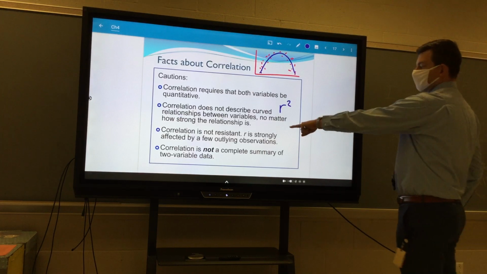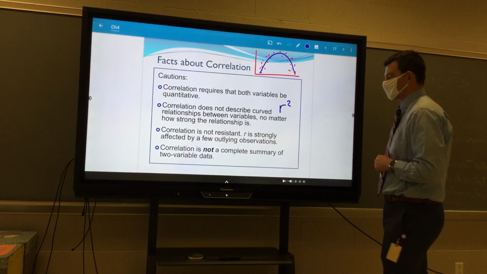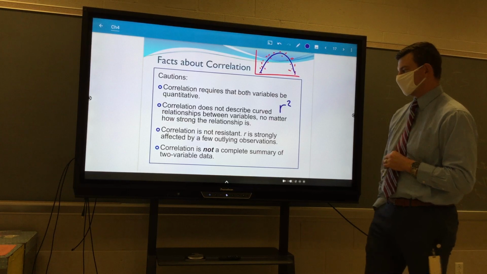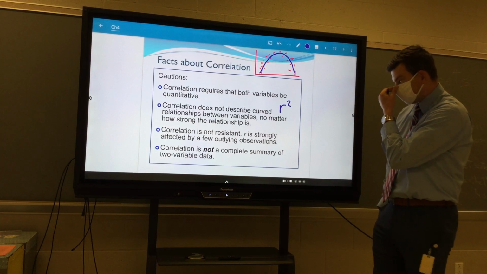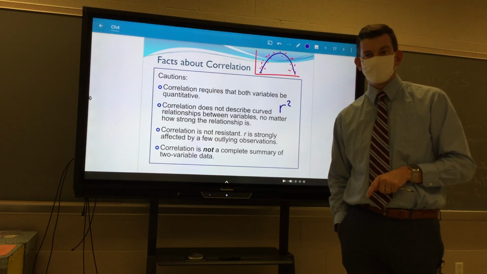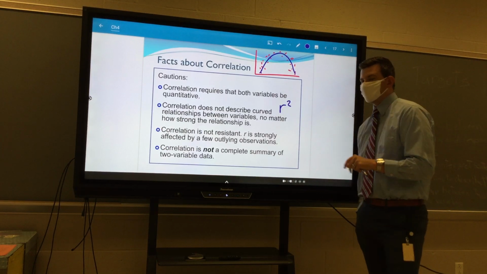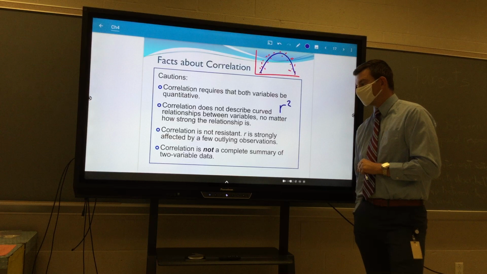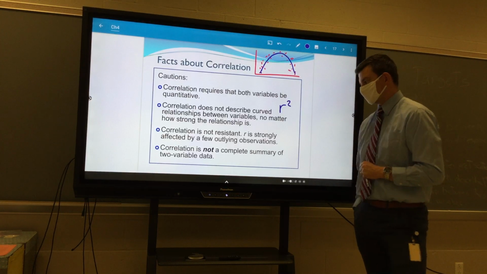R correlation is not resistant. R is strongly affected by a few outlying observations. Okay, we're going to look at outliers in just a second here and what they can do and how they impact the rest of the set and the correlation.